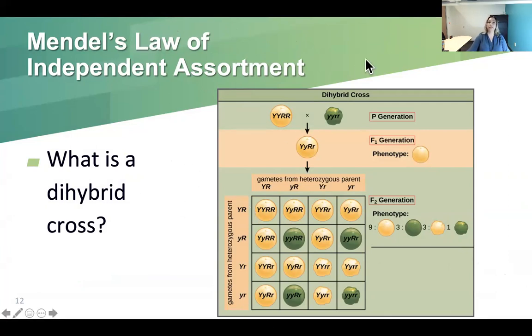So just to summarize, you need to know all those terms I gave you in the previous recording and on this PowerPoint. You need to understand Mendel's law of segregation, what it says and what it means. You need to know how to do a Punnett square and get genotypic and phenotypic ratios. You need to know the difference between a monohybrid and dihybrid cross and what the law of independent assortment means.